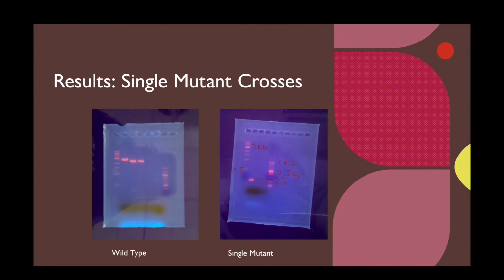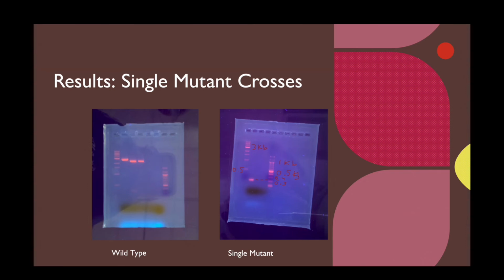The wild-type lanes did not show the expected results. In lane 1, there should have been a fragment shown at 200 base pairs. In lane 2, there should have been a fragment also shown at 200 base pairs. In lane 3, there should have been a fragment at 400 base pairs. In lane 4, there should have been a fragment at 200 base pairs. And in lane 5, there should have been fragments shown at 200, 400, and 800 base pairs.